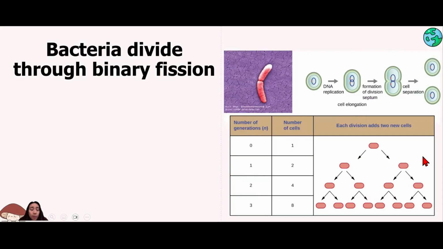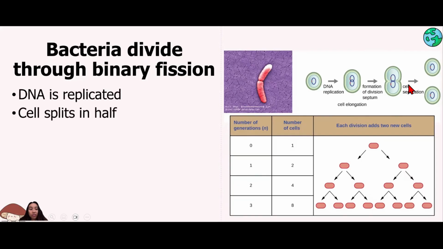When bacteria grow and divide, they divide through a process called binary fission. So they don't go through mitosis like eukaryotic cells do. Basically, when a bacteria is ready to divide, it will replicate its DNA because it obviously wants the two daughter cells, if you want to call them daughter cells, to have a copy of DNA each. So it replicates its DNA, and then the cell just literally splits in half.